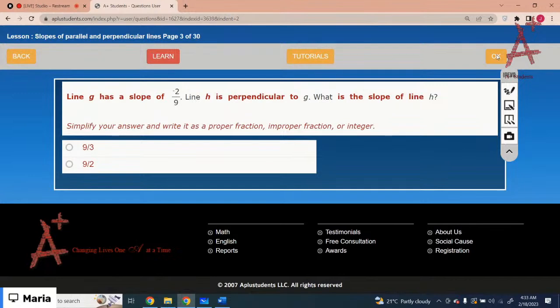So the lines are perpendicular. That means the slope is the negative reciprocal. The slope of the given line is negative 2 over 9. So first just take the reciprocal. Reciprocal means you have to interchange numerator and denominator. So it will be 9 over 2. And also it is negative, now it is positive. So it is 9 over 2. Got it?